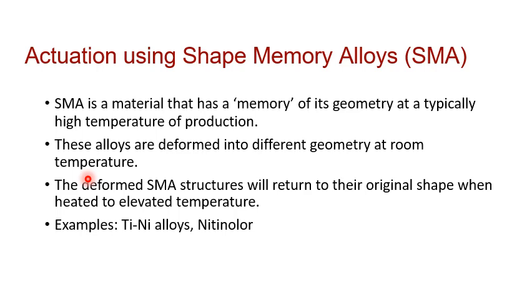These deformed structures, however, when heated back to the elevated temperature of capital T, will return to their original shape. So such a material is called a shape memory alloy because it remembers its original geometry or shape. Examples of shape memory alloys are titanium nickel alloys, nitinol, etc.